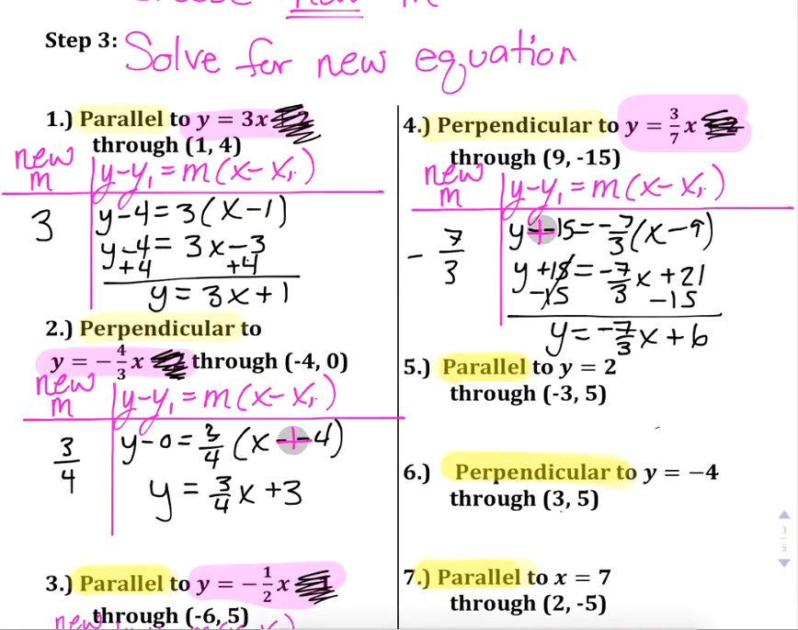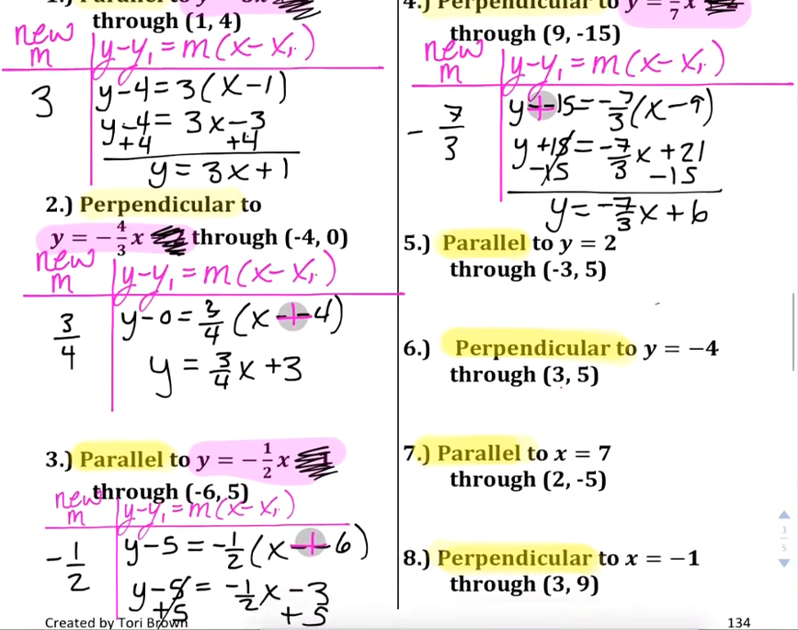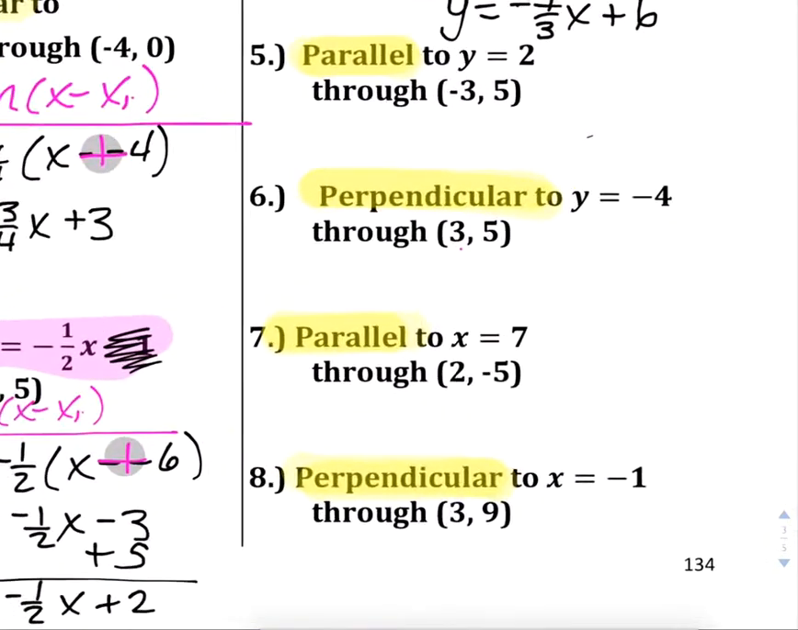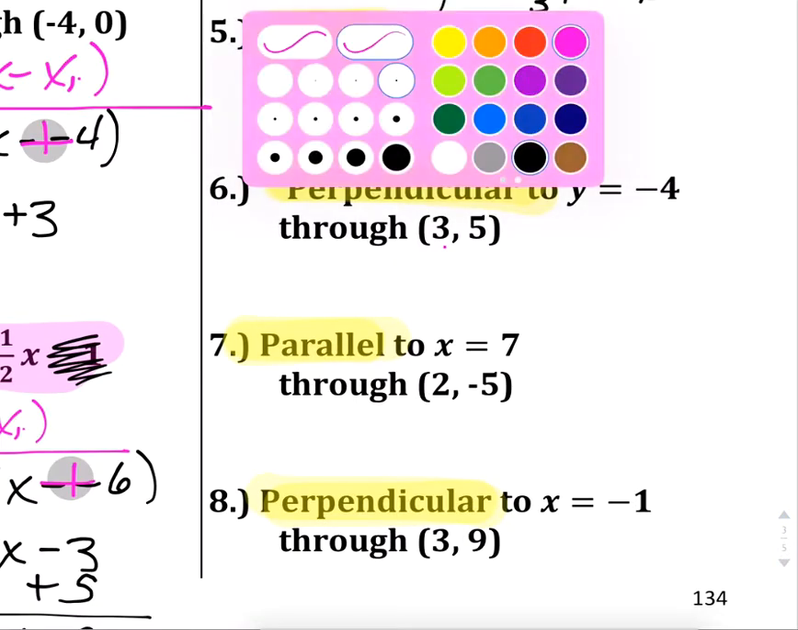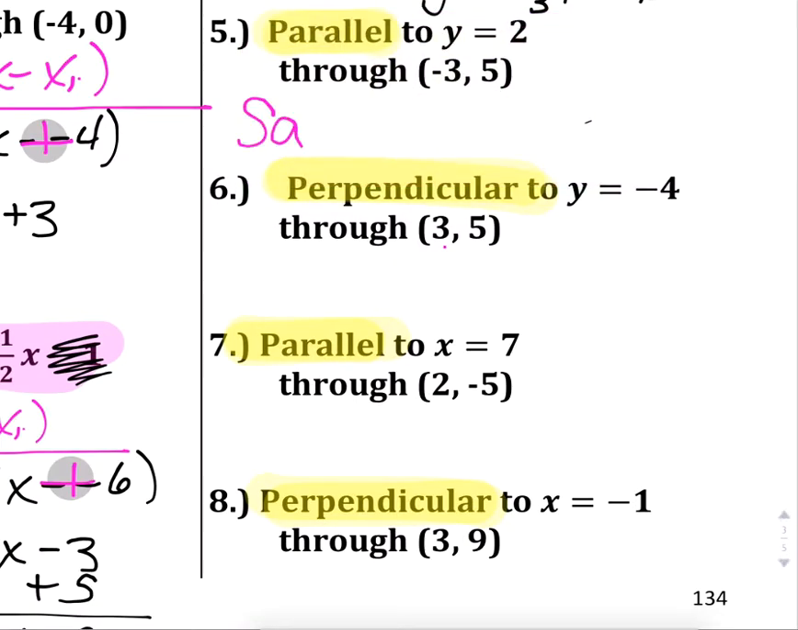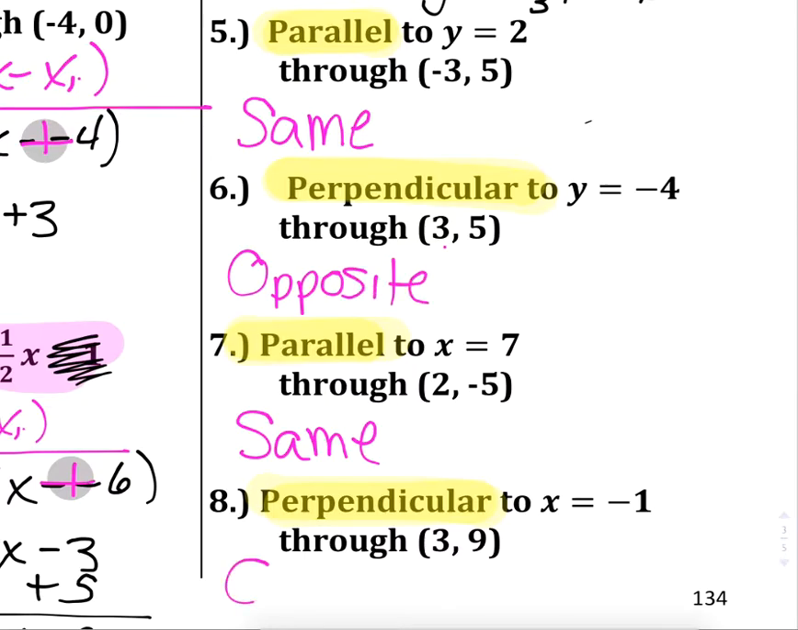I'm going to ask you to look at 5, 6, 7, and 8 very carefully because all of these have very little space on them. These are going to be my shortcuts. I want to remind you that parallel means that you want them to be the same. So on the problems that say parallel, I'm going to write out same. I want to remind you that perpendicular means you want the opposite. So under the ones that say perpendicular, I'm going to write out opposite.